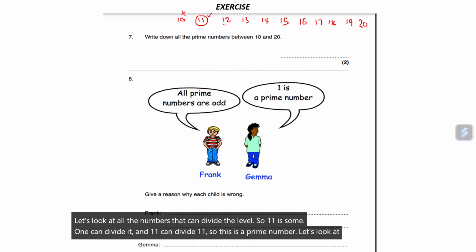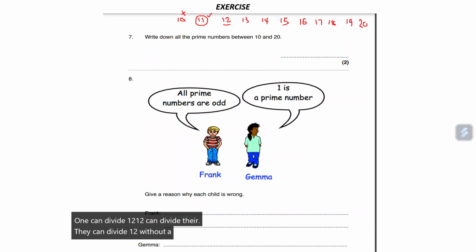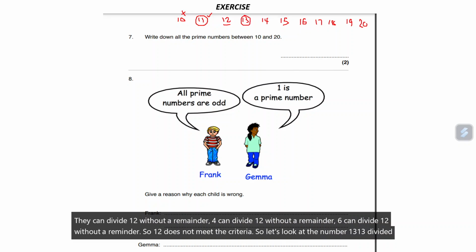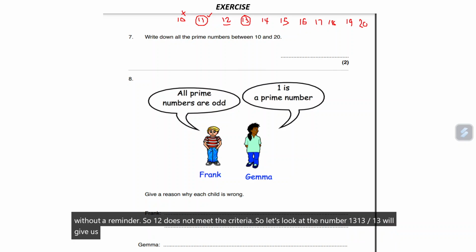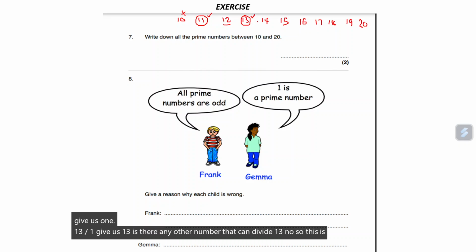Let's look at the number 12. 1 can divide 12, 12 can divide itself, 3 can divide 12 without a remainder, 4 can divide 12 without a remainder, and 6 can divide 12 without a remainder. So 12 does not meet the criteria. Let's look at the number 13. 13 divided by 13 will give us 1, and 13 divided by 1 will give us 13. Is there any other number that can divide 13? No. So this is a prime number.